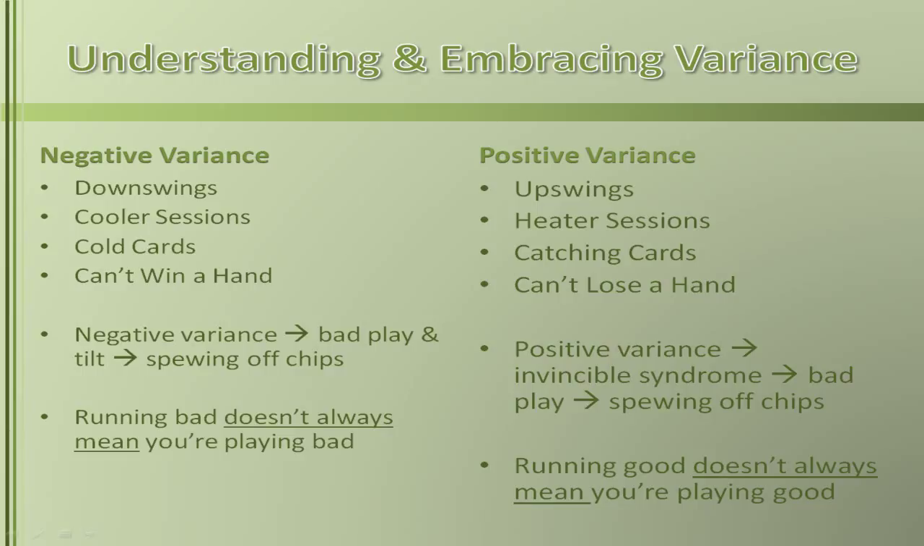And then if we look at the other side, if we look at positive variance, that leads to I'm invincible. This is a syndrome where I can't lose a pot. I'm just running so hot that I'm going to go after every draw. I'm going to overplay my pocket aces and my pocket kings because I can't lose. This also leads to bad plays, right? We shouldn't be chasing all of our draws if we're not getting a good price. We shouldn't be overplaying aces when it looks like we can't win the pot, with it double paired and all we have is a pair of aces and there's two pairs on the board, things like that. This often causes us to spew off chips even though we're still winning. So positive variance and negative variance can both lead to playing bad and spewing off chips.